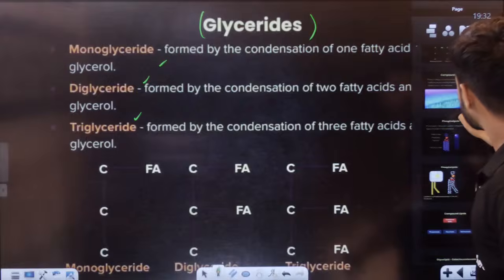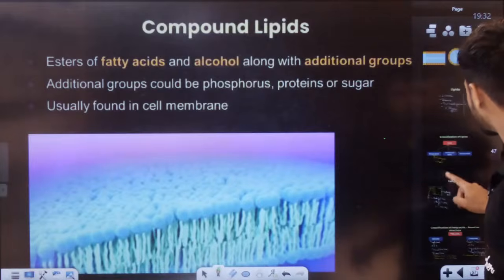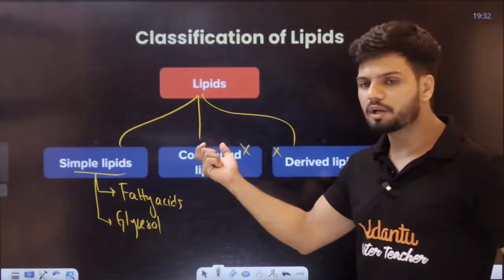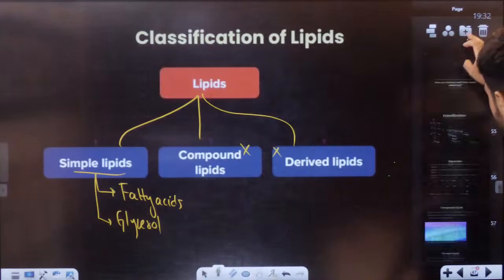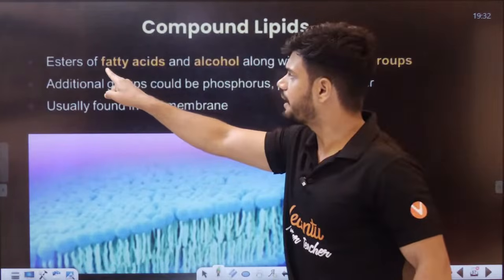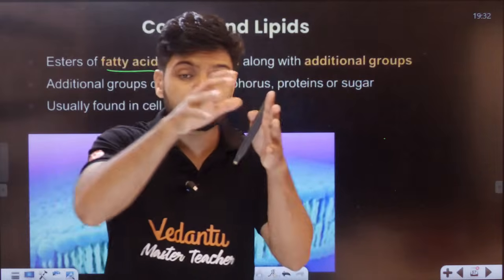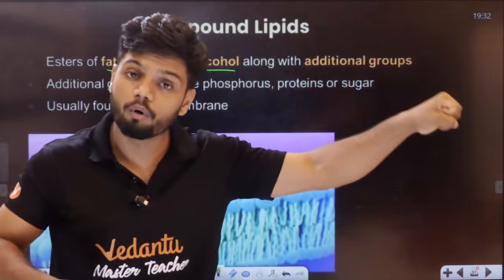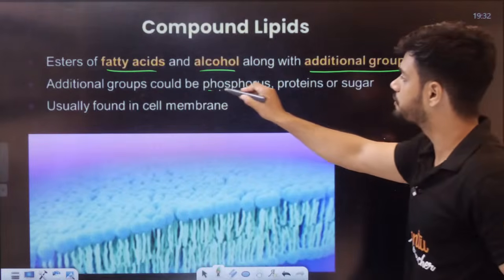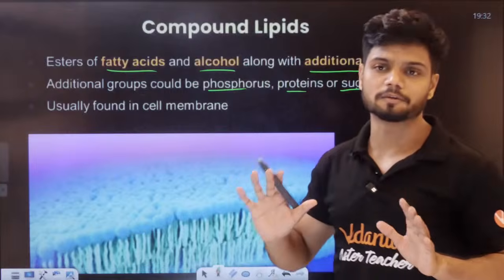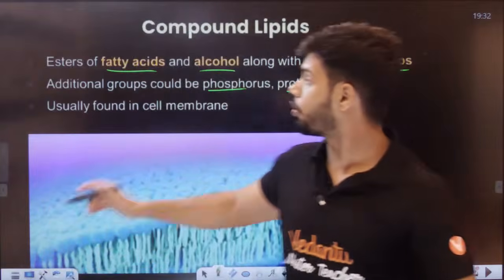Okay, students, now let me teach you something extra. There is something called compound lipid. Do all of you remember this? I told you simple lipid is over. Compound lipid, I'll teach you only one. Compound lipid is a lipid which will have fatty acids and alcohol. Along with fatty acid and alcohol, they have one more molecule next to it, an additional group. This additional group can be phosphorus, protein, sugar, it can be anything. So fatty acid plus glycerol plus additional group is called compound lipid.